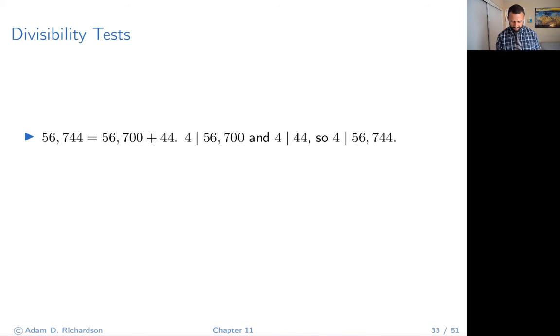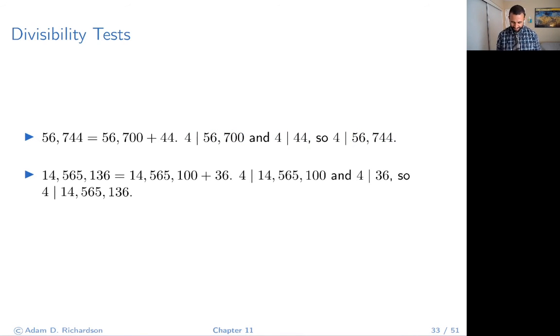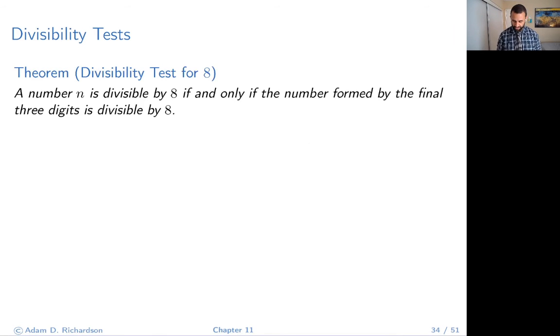All right, these are just more examples to illustrate it. 56,744, you can split it up like so. We know that 4 divides 56,700. That's definitely true because it's a multiple of 100. We also know that 4 divides 44. And if a number divides two terms, then it must divide their sum. Isn't that cool? That's why we needed those theorems. These are just some more examples if you want to go through them.